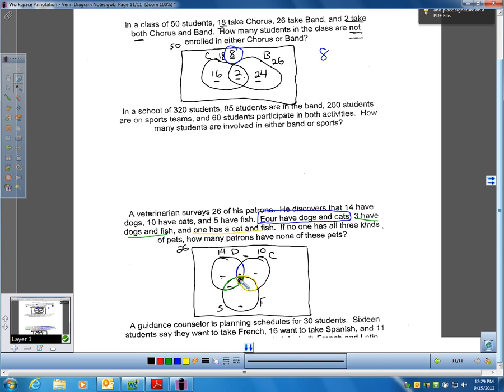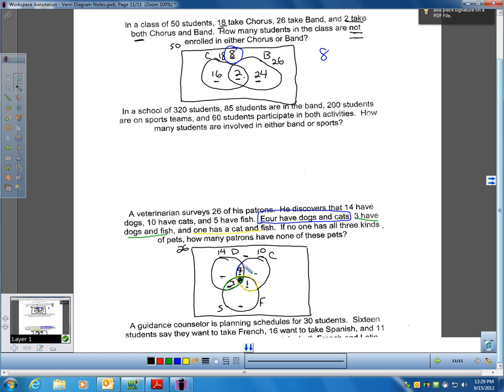So if no one owns all 3, well, now we can say, okay, 4 have dogs and cats. This plus that is 4. This must have been a 4. 3 have dogs and fish. Well, 0 plus that is 3. This must have been a 3. And 1 has a cat and fish. 0 plus this is 1. That must have been a 1. And now we can fill out everything.